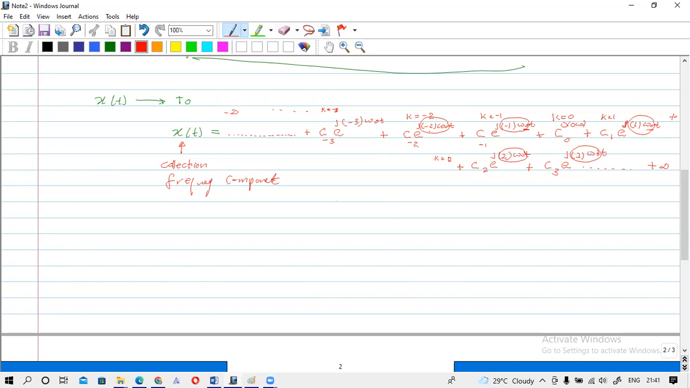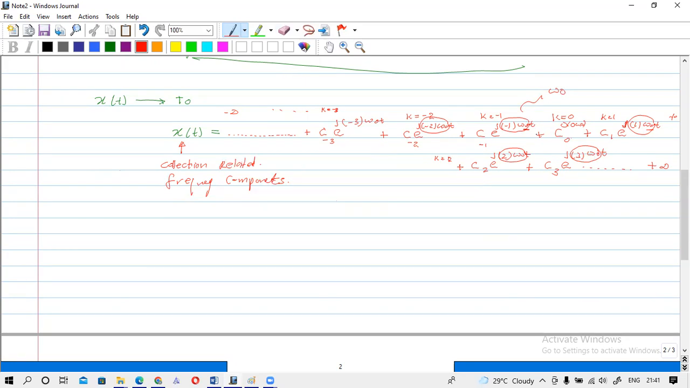All these frequency terms have one fundamental frequency, that is omega naught. The fundamental frequency is omega naught for all these frequency components. That is one thing you should understand. So x(t) can be written as a collection of frequency components, but they are related.